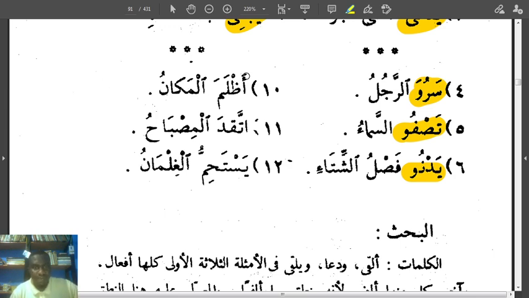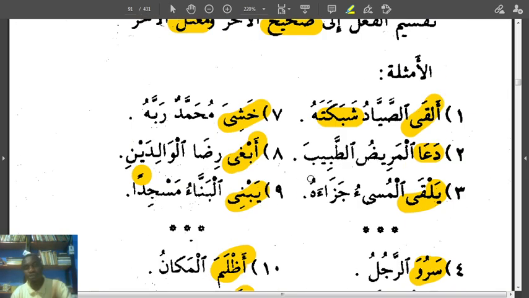Okay, we have azlama. There is our verb here. Azlama al-makanu. The place has become dark. Okay. Ittaqada al-misbahu. The lamp has been lit, or the lamp has become lit. Yastahimmu al-ghilmanu. The verb is yastahimmu, to swim. Al-ghilman is the plural of gulam, a young boy. So gilman is young boys. So the young boys are swimming.